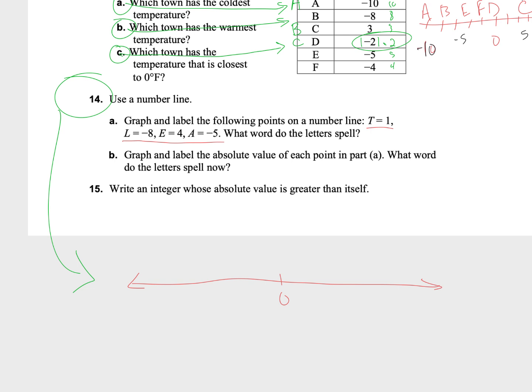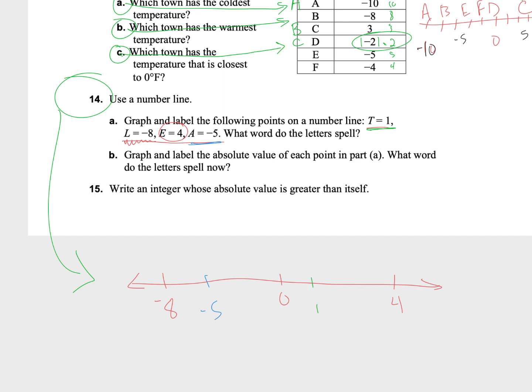I look at the smallest number, which is -8, and I put it on the far left. I look at my biggest number, which is 4, and I put it on the right, because I don't want to have to set things up. I know that may seem a little lazy to you, but there we go. And then there's -5, which is, let's say that's right there, and then 1, which is right there.